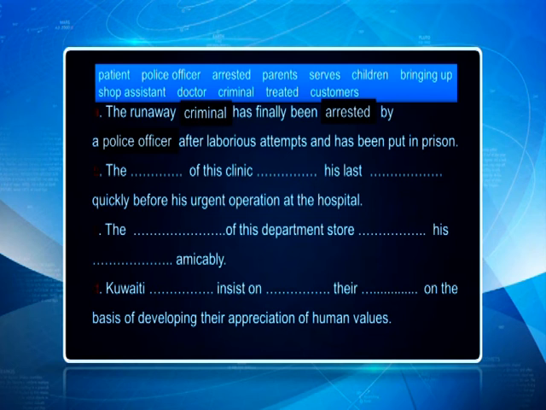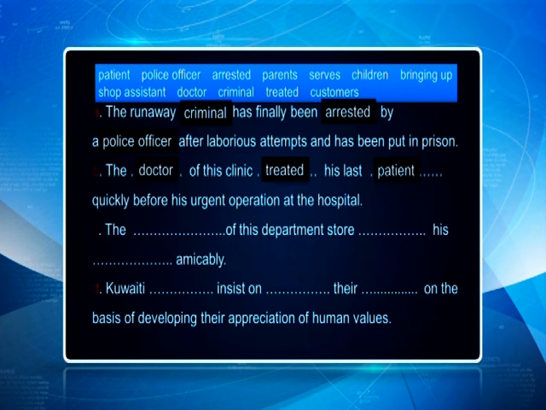How about the next sentence? The of this clinic, his last, quickly before his urgent operation at the hospital. We are talking about a hospital, so it must be doctor and patient and things like that. So the doctor of this clinic treated his last, what? Patient, excellent, quickly before his urgent operation at the hospital. Excellent.